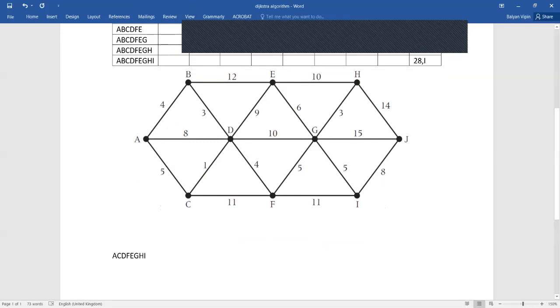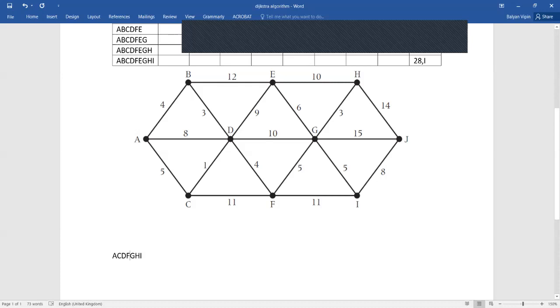Now you are on D. There are two things. From D you go to F, and then E, and then there's a G. There's no way that you can go to F and then to E. So the node which is not coming in the route, you need to remove from here. So it will be A, C, D, G, D, F. ACDF. So you are on this node.